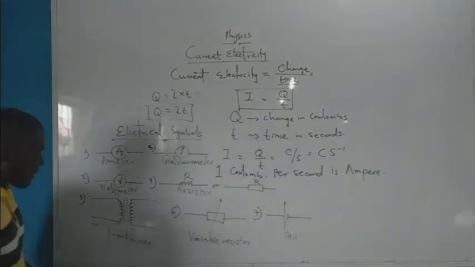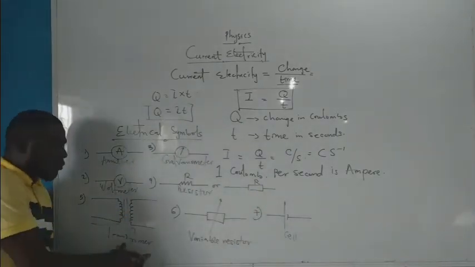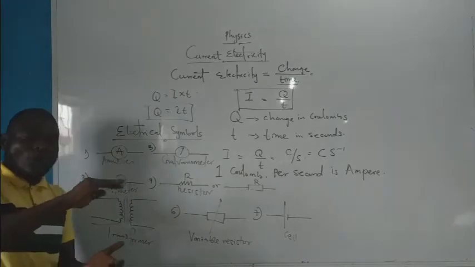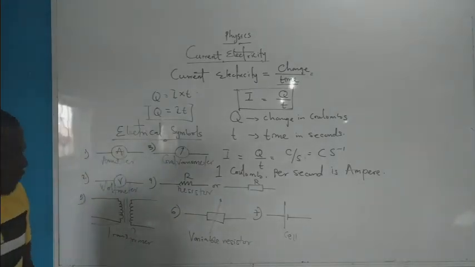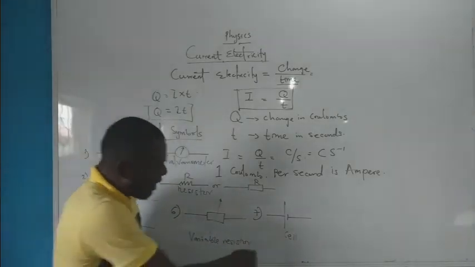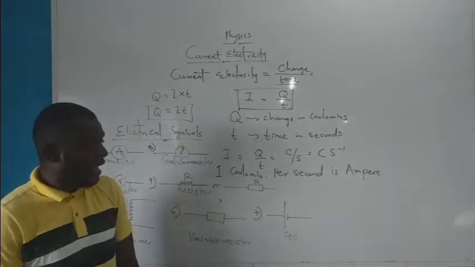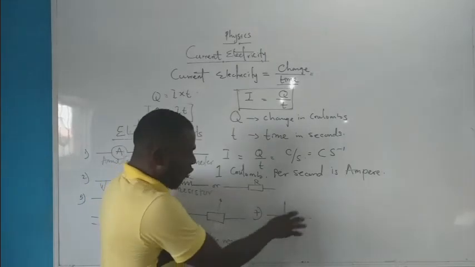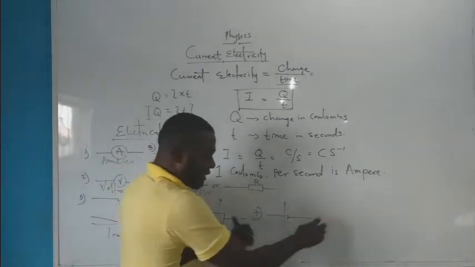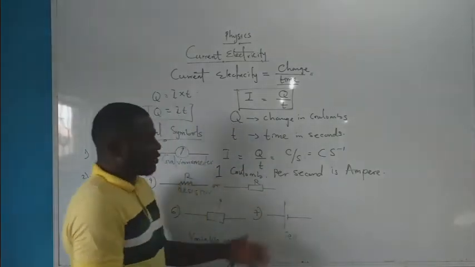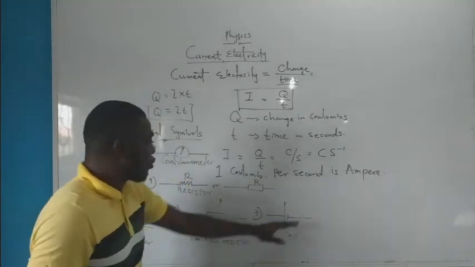This is a transformer. It performs the work of stepping up or stepping down voltage. This is the variable resistance, while this is a cell. A cell is different from a battery. An arrangement of two or more cells in series or in parallel is what we call a battery.